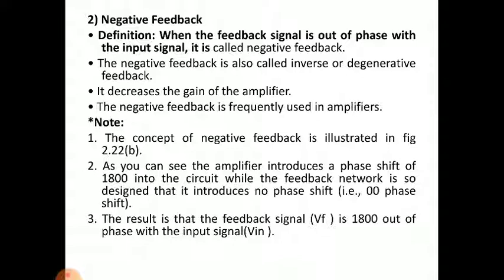Underline these words. Negative feedback is also called inverse or degenerative. It will decrease the gain, right? Because in the derivation we have seen AF is equal to A by 1 plus A beta. So the overall gain A will be decreased by a factor of 1 plus A beta. So it decreases the gain of the amplifier, and negative feedback is frequently used in amplifiers.